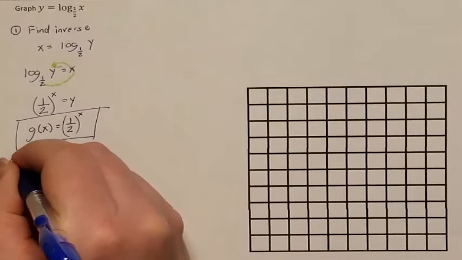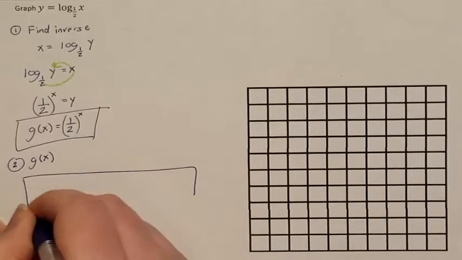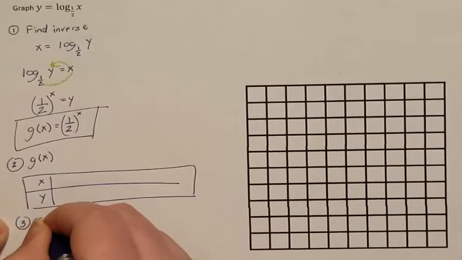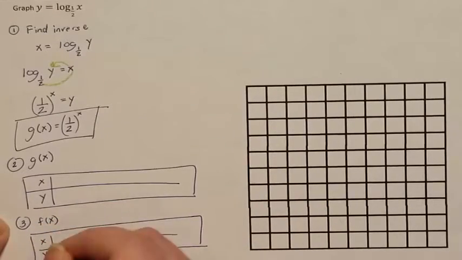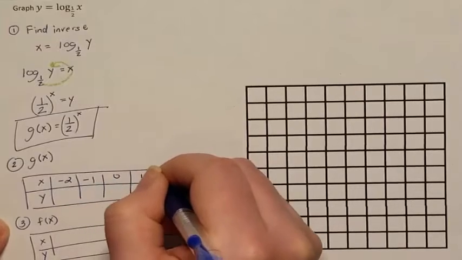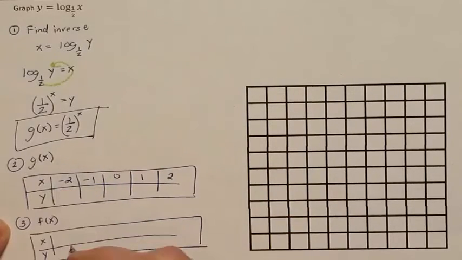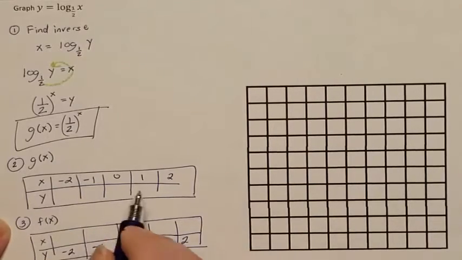Now we need to table g of x so that we could then switch the x and y places to find our table for f of x so we could graph f of x. So for g of x, I want a couple of negatives and a couple of positives. If those are the x's in the g, that means those are the y's in the f. And now I just need to find the rest of g.